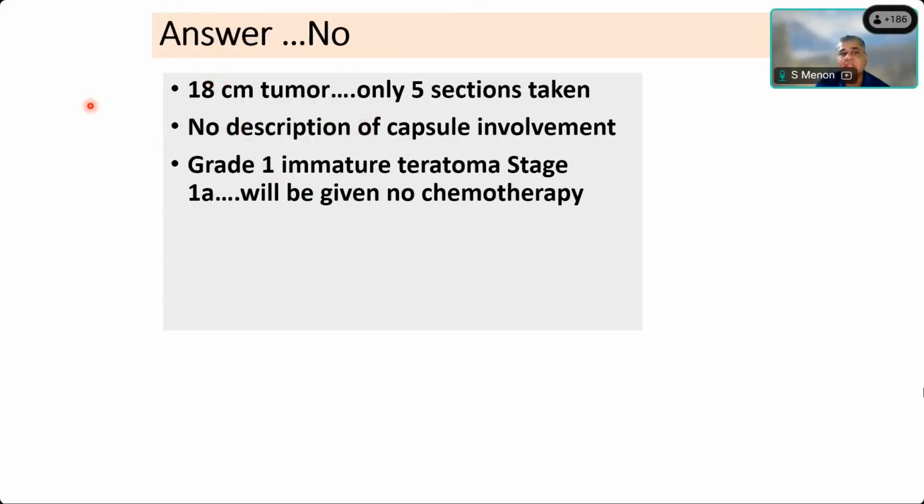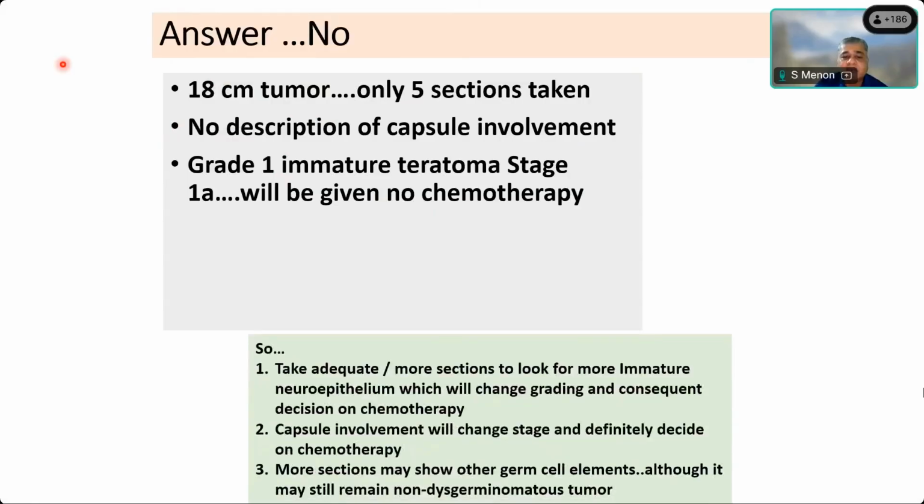The most important take-home message is, in an immature teratoma where you are calling it grade 1 or where you're seeing very little neuroepithelium, please go and take adequate sections, at least 1 per centimeter of the tumor. That completely can change the management of this patient. So you have to take adequate more sections. You have to look at the capsular involvement, which will change the stage of the tumor. And you take more sections to look at other germ cell elements.